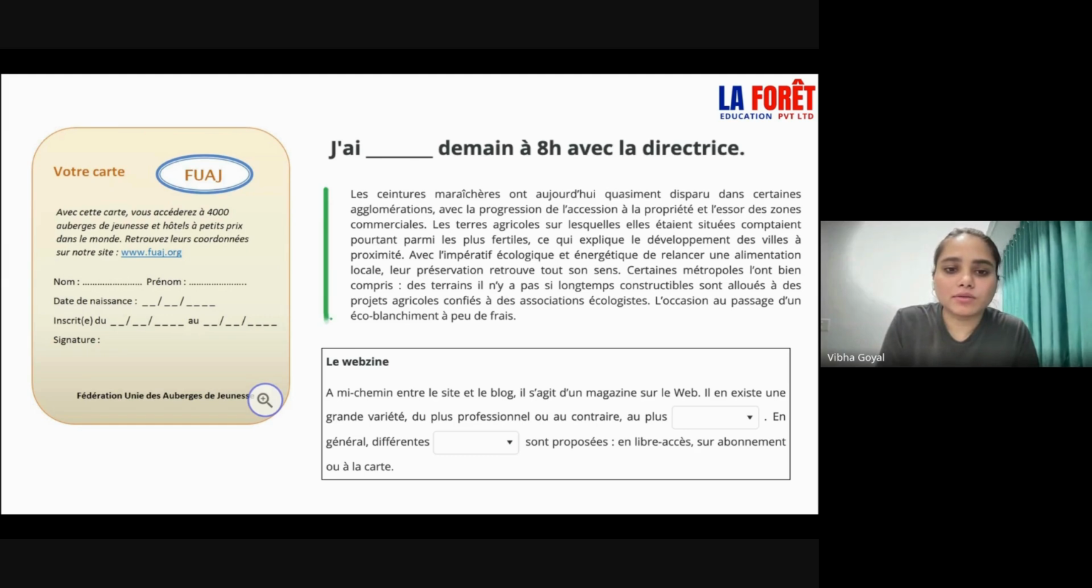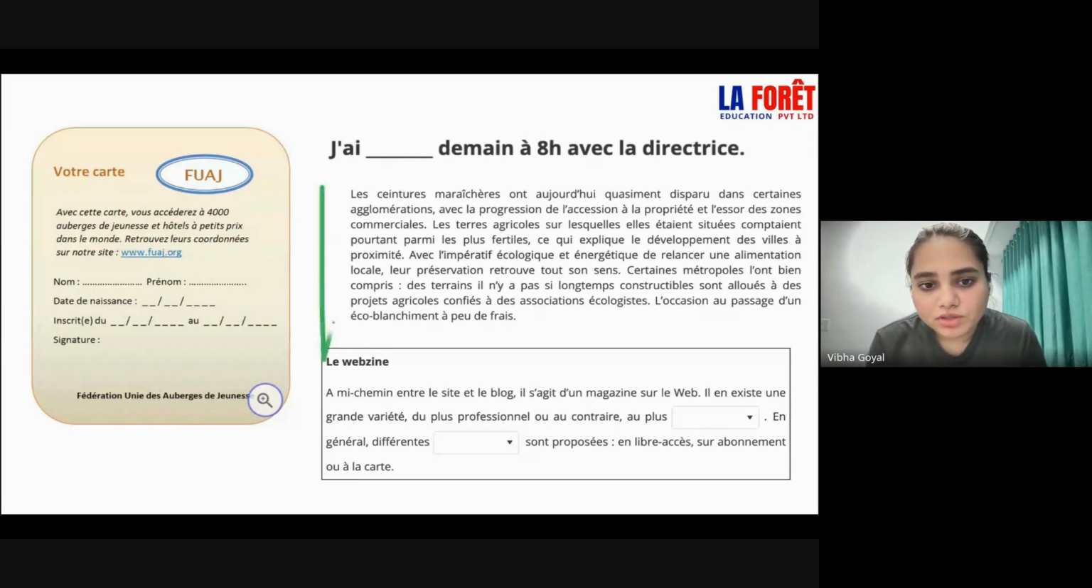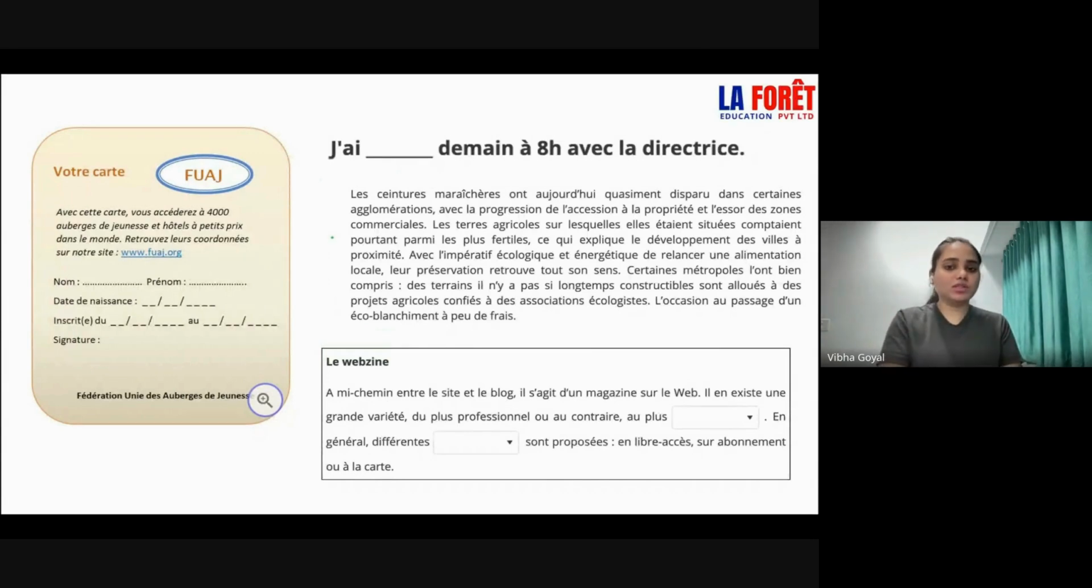Looking at this one. For this one, we have a paragraph. So this I would say is not the longest paragraph that I have seen. Even longer paragraphs can come. And usually for a paragraph this long, there will be a minimum of 2-3 questions. And this one is like a fill in the blanks.